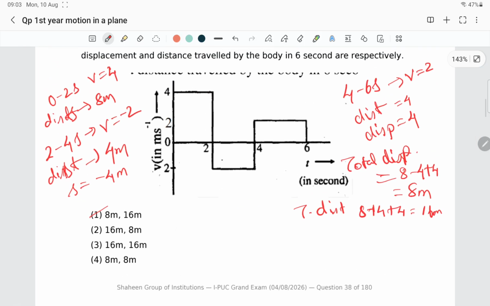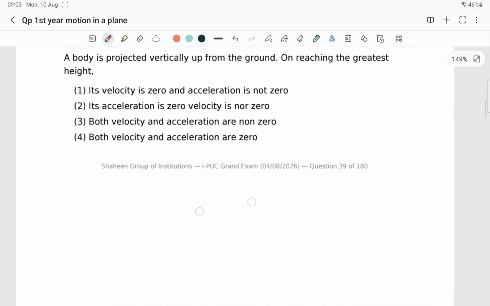So this is simple calculation from your graph. Just check and keep doing. Velocity into time gives distance, just multiply. Okay, you'll get displacements and distances. If it is positive, take positive. If it is negative, take negative. Distance, everything you will write positive. Displacement, if it is negative, you will take negative value. That's all it is. So observe, then we'll move on to the next question. Okay, let's go to the next question.